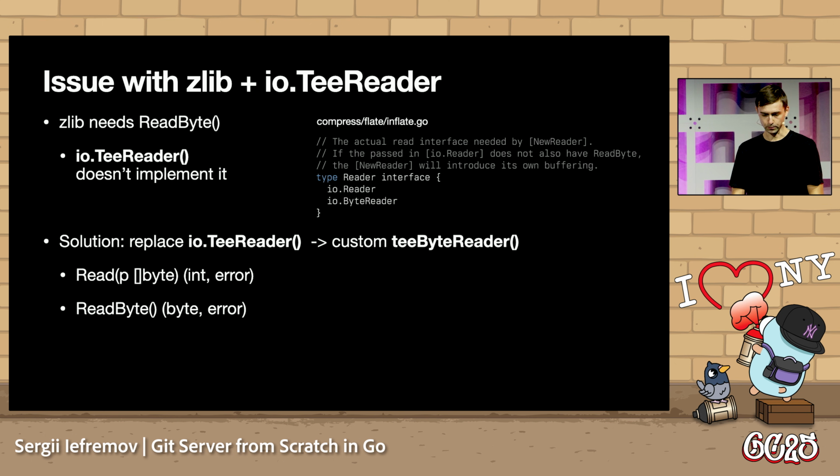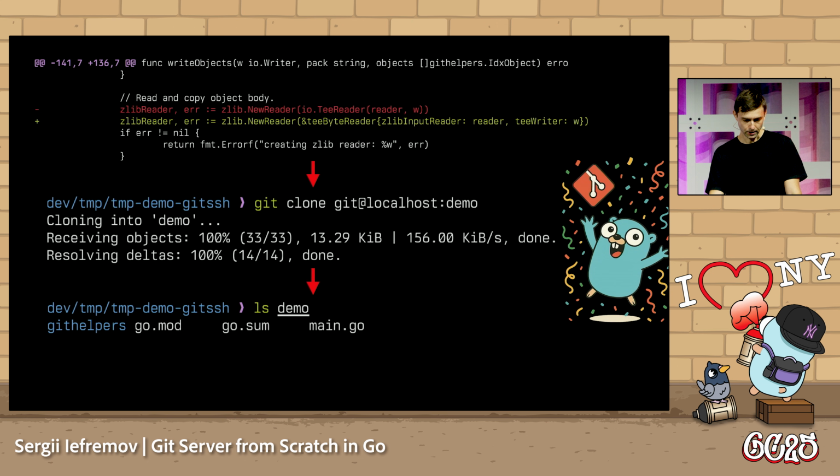So the solution is to replace the TeeReader with a custom TeeByteReader that implements both Read and ReadByte functions. If we make that change, now we can clone the repository. We got all the objects and we can confirm that all the files are there. So overall, this is about 300 lines of code.